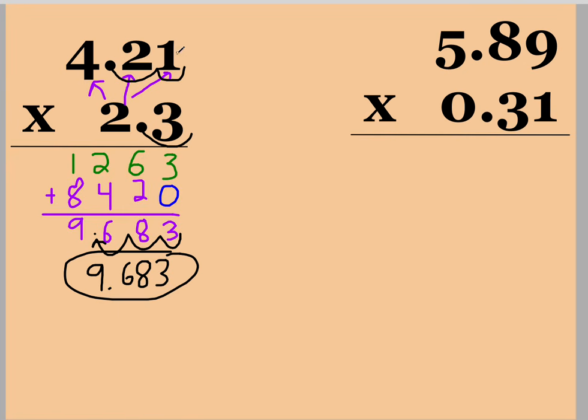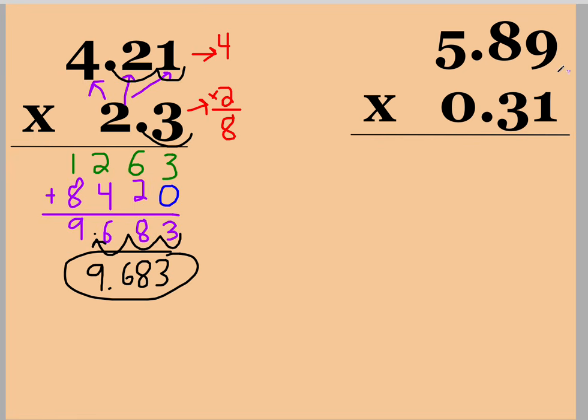I'm going to check that my answer makes sense here with some estimation. So if I round, 4 and 21 hundredths would round to 4. 2 and 3 tenths would round to 2. 4 times 2 is 8. Now my answer isn't exactly 8, but it's closer, right? If I would have put my decimal in between the 6 and the 8, then it's 96, and that's way off.